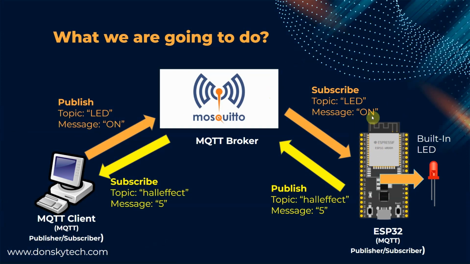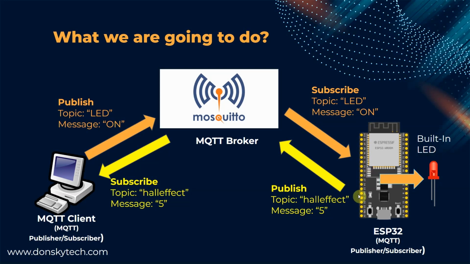I have here my ESP32 board and my Mosquitto MQTT broker together with an MQTT client using an application called MQTTX. Then, using the publish and subscribe model of MQTT, we are going to control the built-in LED of our microcontroller board. For example, if I publish an on message on the LED topic, then the built-in LED of my ESP32 should turn on since my ESP32 is subscribed to this same topic. If I send an off message, then it should turn off the built-in LED.